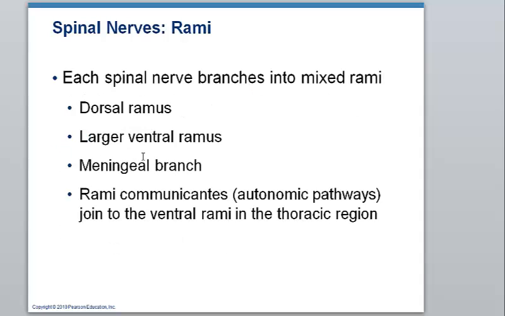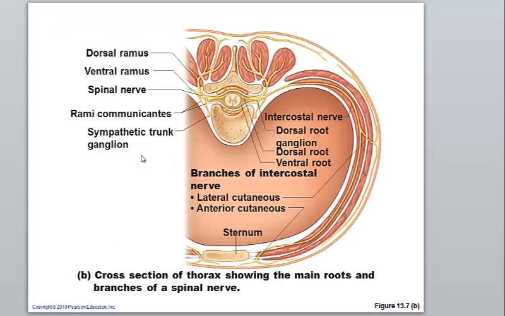Now let's talk about the ramus. The dorsal ramus, let's look at this picture for now, and you can actually tell the course of all the ramus. Here's your dorsal ramus right over here. You can see how they go and they innervate all the back muscles. The rami communicans, we'll talk about that later.